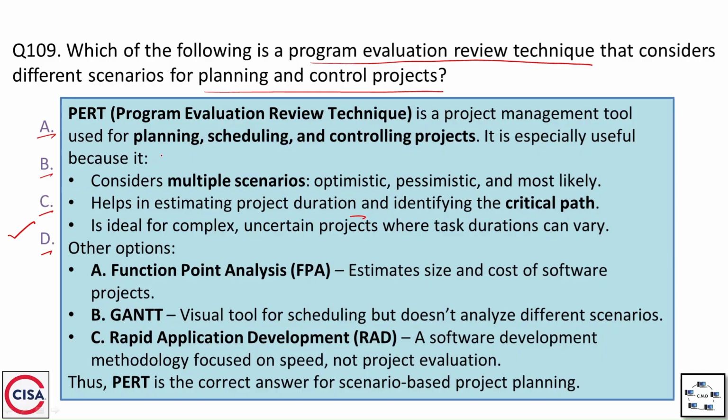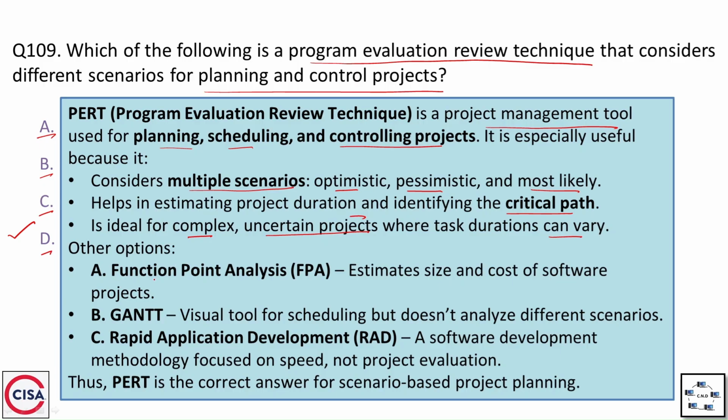So PERT, or Program Evaluation Review Technique, is a project management tool used for planning, scheduling, and controlling projects. It is especially useful because it considers multiple scenarios, optimistic, pessimistic, and most likely, helps in estimating project duration and identifying the critical path, and is ideal for complex, uncertain projects where task duration can vary.